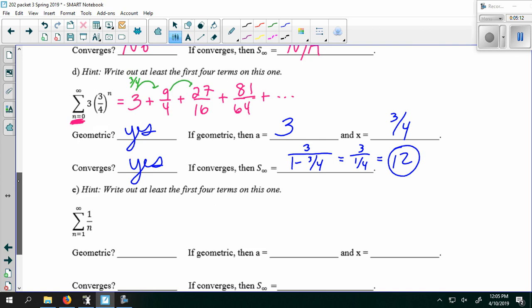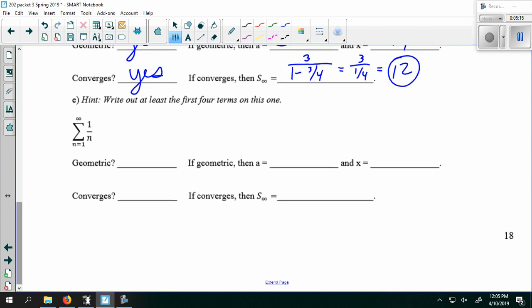Okay, so the next series is the sum of 1 over n from n equals 1 to infinity. So the first 4 terms, I have 1 over 1 plus 1 over 2 plus 1 over 3 plus 1 over 4 plus dot, dot, dot. Okay, is there a constant multiplier? So 1 times what is a half? A half. If I multiply by a half again, do I get the next term? A half times a half is a fourth, not a third. So this is not geometric. So NA, NA. Does it converge? I don't know. I don't have any way of knowing that yet.